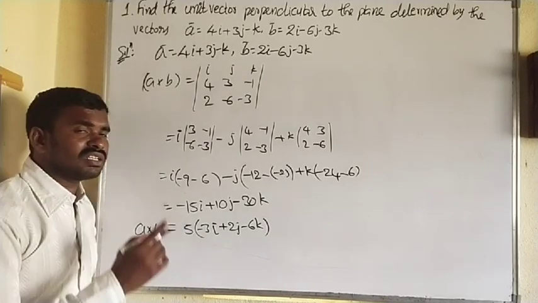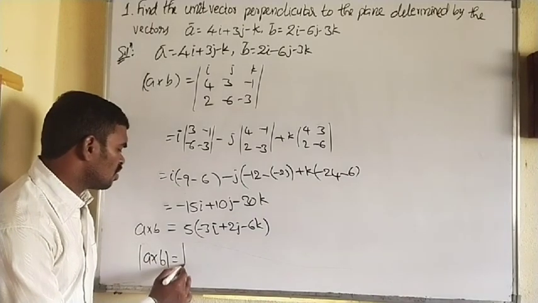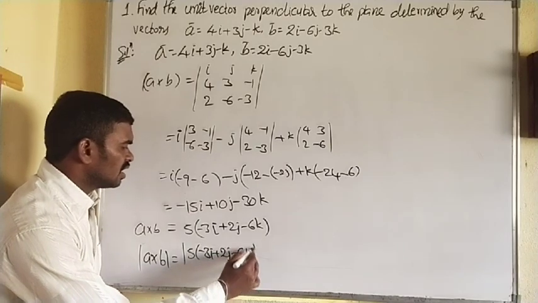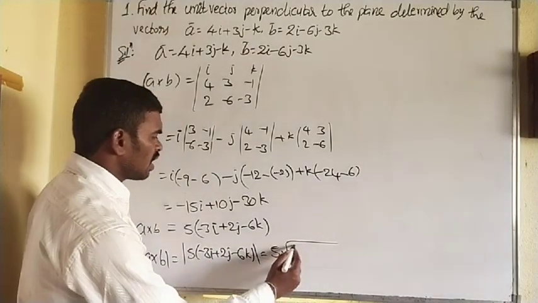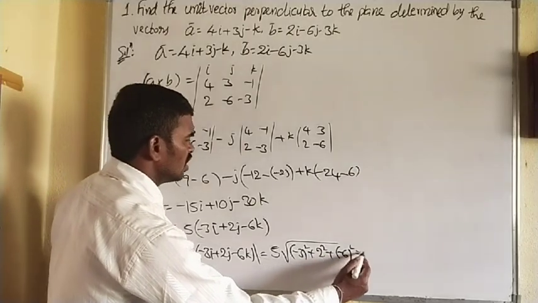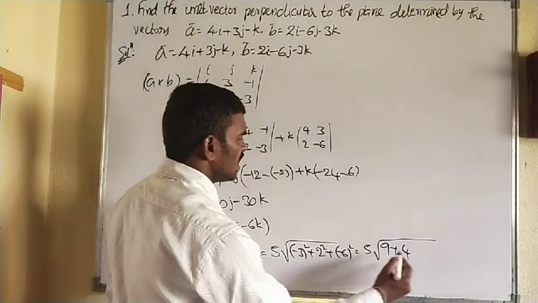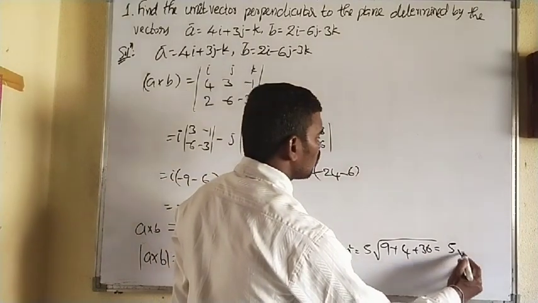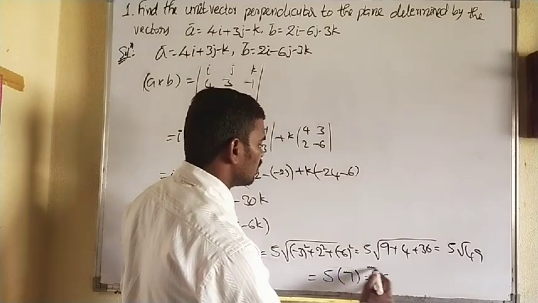So actually the formula is A cross B by modulus A cross B. So what is modulus A cross B? It is modulus 5 into minus 3i plus 2j minus 6k. So modulus 5 means 5 only, into root of i coefficient minus 3 square, next j coefficient 2 square, k coefficient minus 6 whole square. Which is 5 into root of minus 3 square means 9, 2 square means 4, minus 6 square means 36. This is called what? Root 49. So 5 into root 49 means what? 5 into 7 means 35.